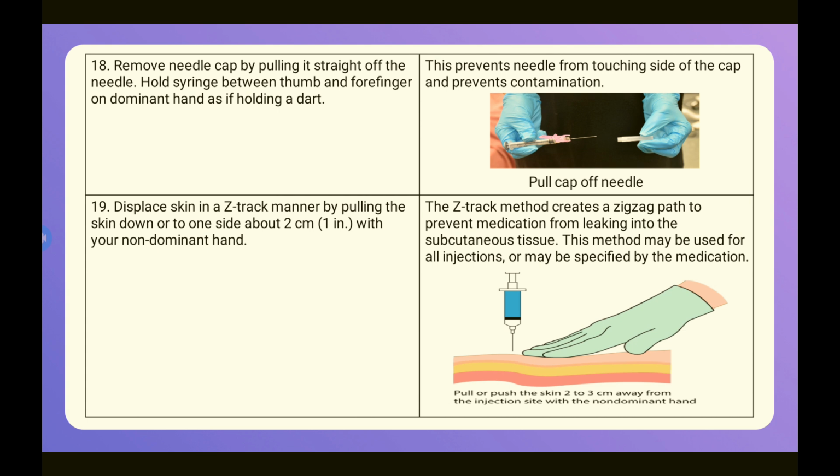Number 19. Displace the skin in a Z-track manner by pulling the skin down or to one side about 2 centimeters or 1 inch with your non-dominant hand. The rationale for this is that the Z-track method creates a zigzag path to prevent the medication from leaking into the subcutaneous tissue. This method may be used for all medication injections or may be specified by the medication. As you see in the image, the nurse pulls the skin laterally to the injection, and we pull or push the skin 2 to 3 centimeters away from the injection site with the non-dominant hand.